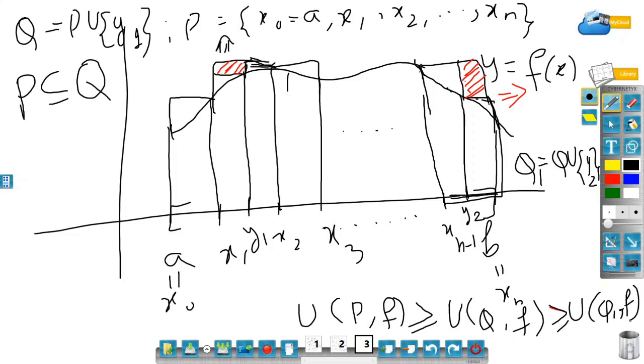So if I add an extra point in an existing partition P, then the upper sum with respect to the new partition becomes smaller and smaller. So that new partition basically is a refinement. So it is very clear that refining a partition decreases the upper sum. That is very clear with the geometry because this red part is going out of the picture.